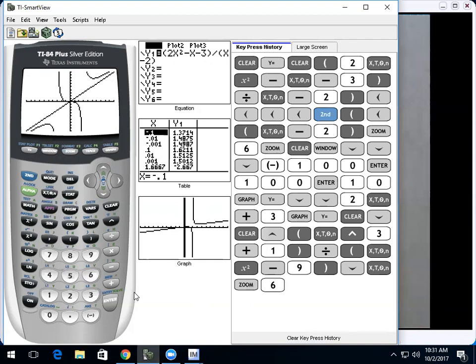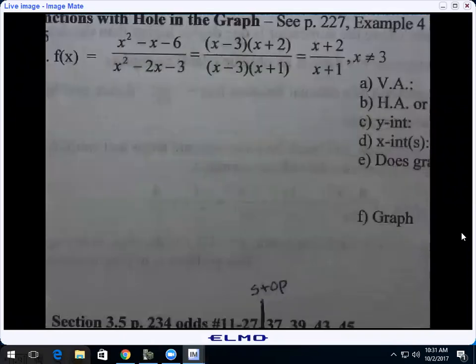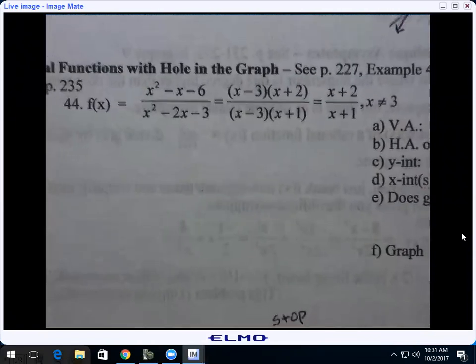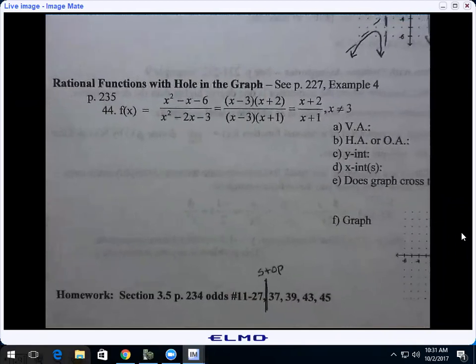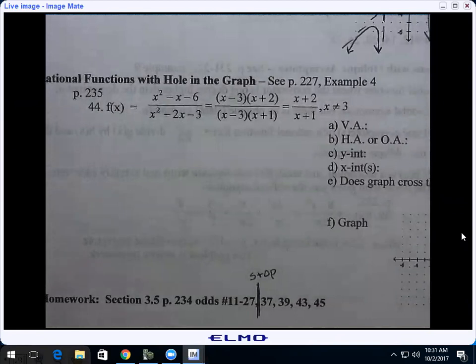All right, the only other thing that we need to look at is something that actually happened to you last night, and I didn't prepare you for it. Kind of on purpose, I wanted you to discover it on your own. But number 44 on the handout, at first glance, I don't recognize anything special about it.